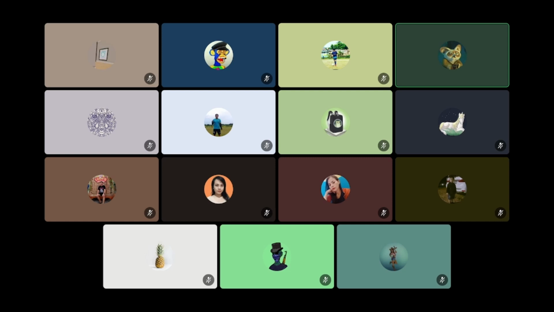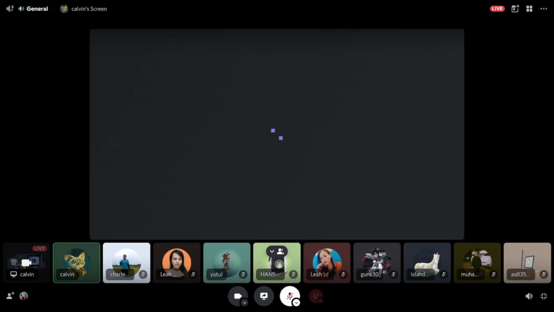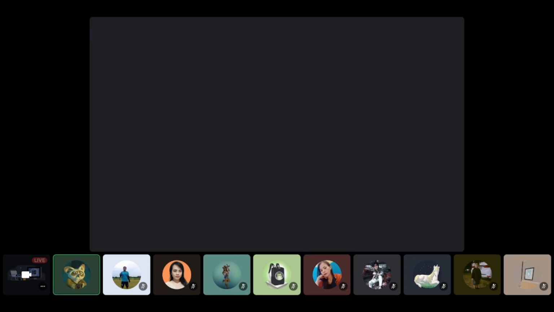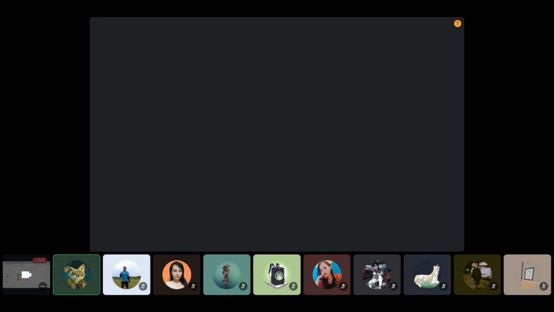Okay, this chapter is going to be about stablecoins. We touched on this during our DeFi lesson, so this one's going to be a little bit shorter, but it's a little bit more in depth about stablecoins and how exactly they work. So I'll just quickly begin. It's our chapter 14.